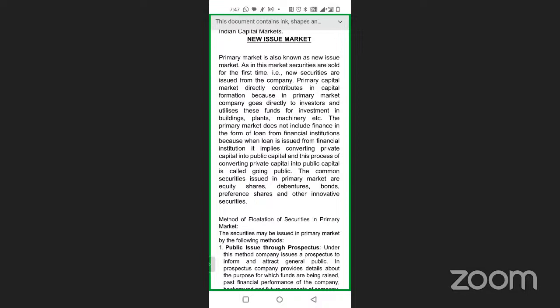So the primary market, which is also known as the new issue market, is the market where securities are sold for the first time. That is why it is called that, as new securities are issued from the company, and the name is accordingly called the new issue market.